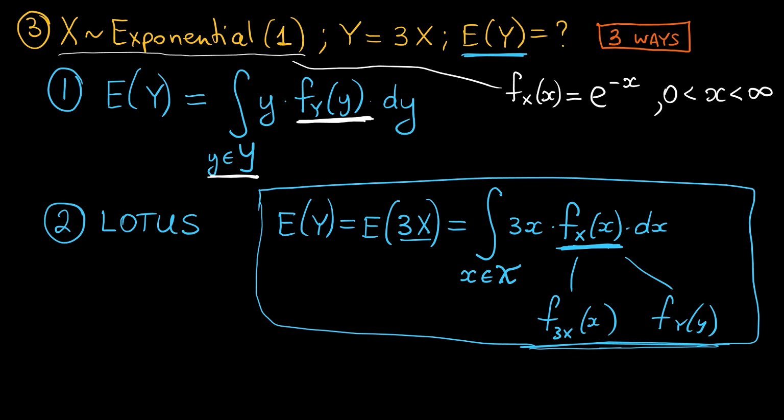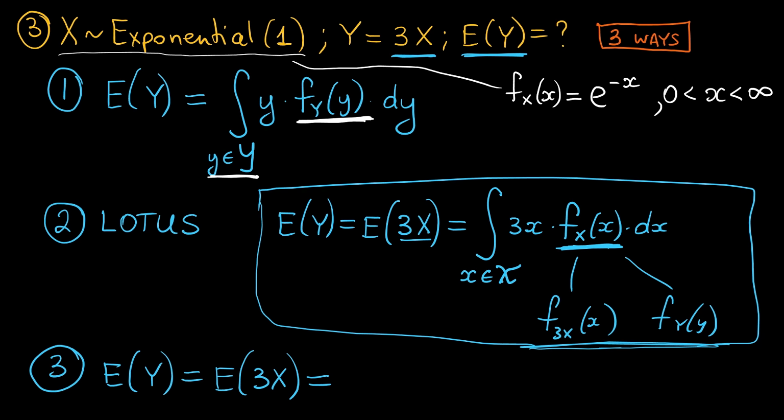Okay. And in the third method, we'll take advantage of the fact that y isn't just any deterministic function of x, but it is a linear function of x. And we'll use the linearity of expectations, which says that the expected value of y, which is just 3x, because this is a linear function of the random variable x, we can write this as 3 times the expected value of x. This is using theorem 225 that we just looked at.